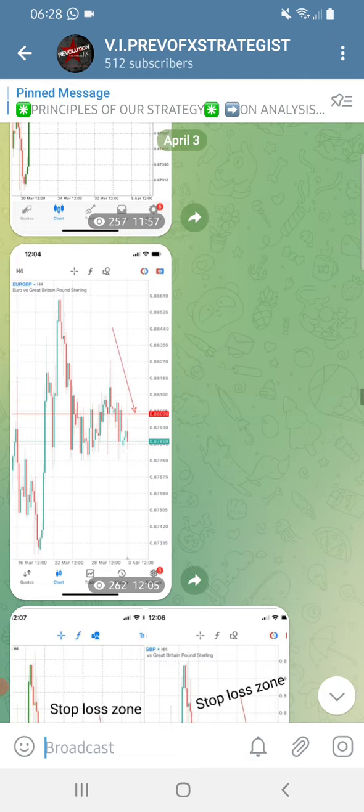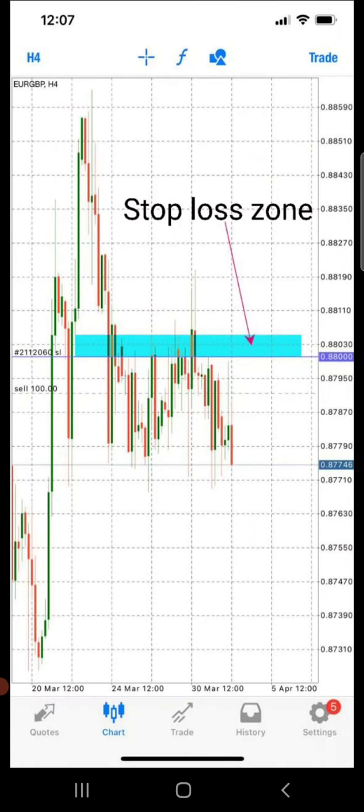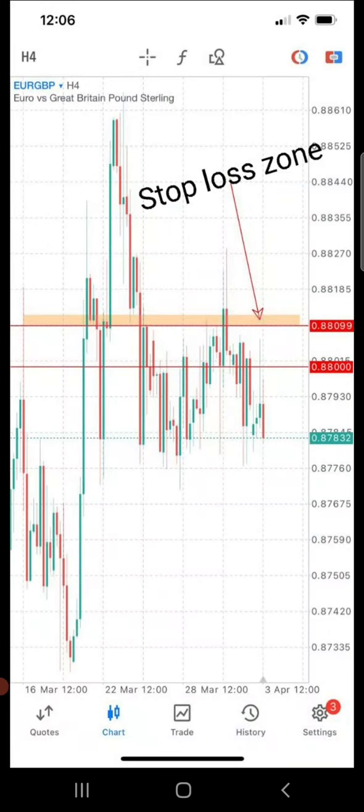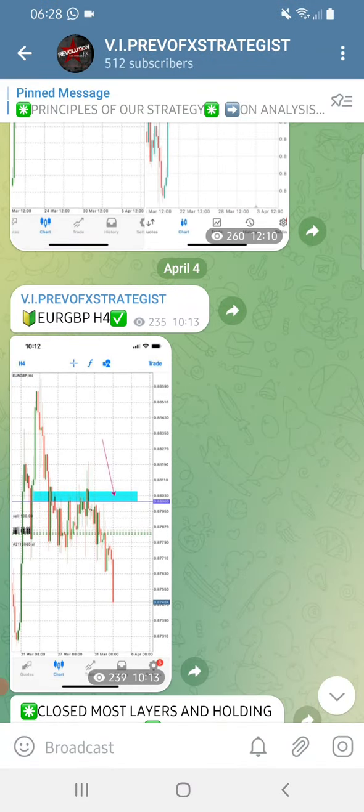And as you can see now on this one, so there is our stop loss zone, our entry there. And the same on this picture. Okay, and now let's see how the market did.